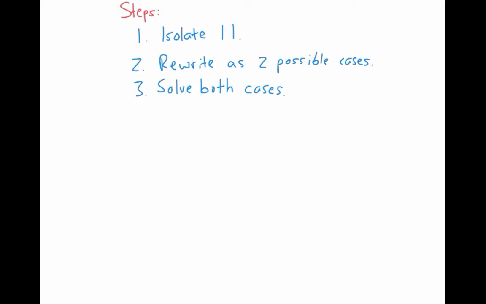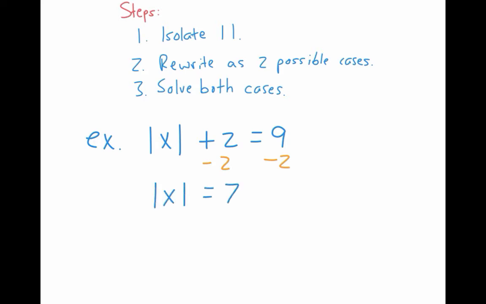Woohoo! Life is good. All right, so our first example, I'm going to start a little bit more kind to say absolute value of x plus 2 equals 9. So first thing we want to do is just get the absolute value by itself. What do we do to both sides to get absolute value by itself? Yep, so we minus 2 to both sides. That'll move my 2 to the other side. And I'm left with absolute value of x equals 7.